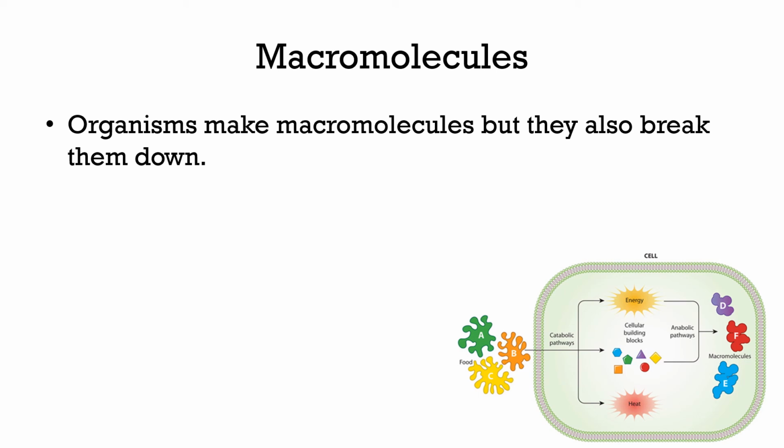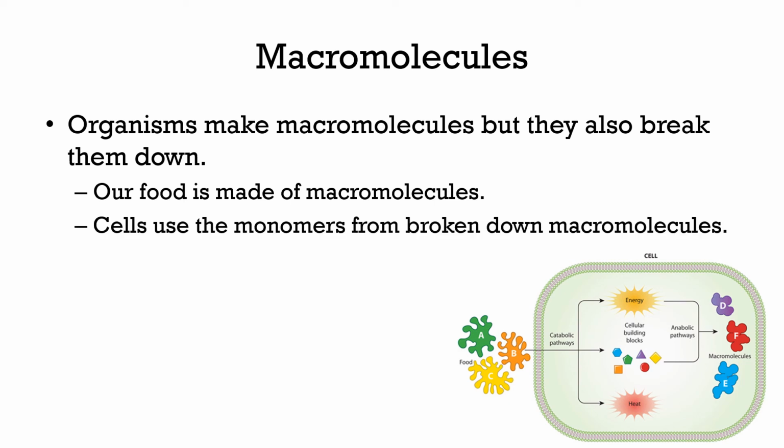Now, organisms are going to make macromolecules, but they also have to break them down. When we eat food, that is a bunch of macromolecules. If we eat a hamburger, we are getting a lot of carbohydrates, we're getting protein, we are ingesting this and breaking it down. The way that it's broken down is through that hydrolysis reaction. We can then use the monomers released from those polymers for building new molecules. So we're using our food for energy, but also for new building blocks.